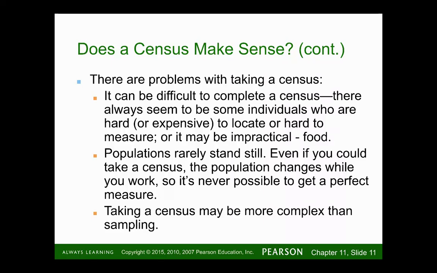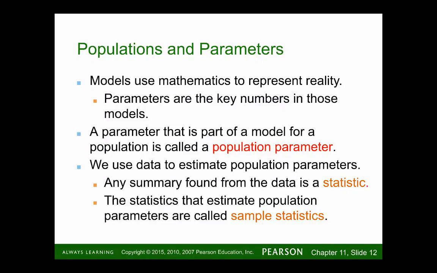And by the way, if it's a good sample, the inferences that we can make about the population should be very similar. Models use mathematics to represent reality. Parameters are the key numbers in those models. A parameter is a part of the model of the population. It's called a population model or a parameter. So I'm going to just pause the notes for a second.